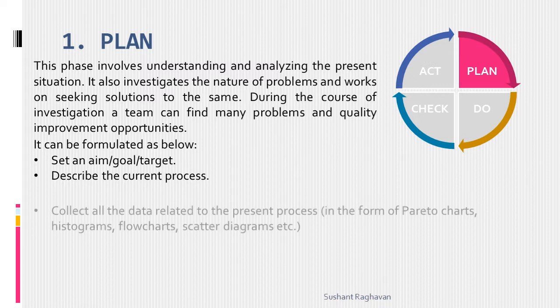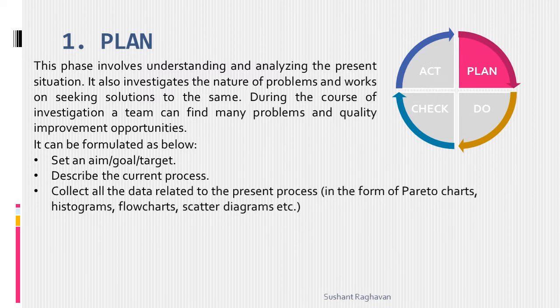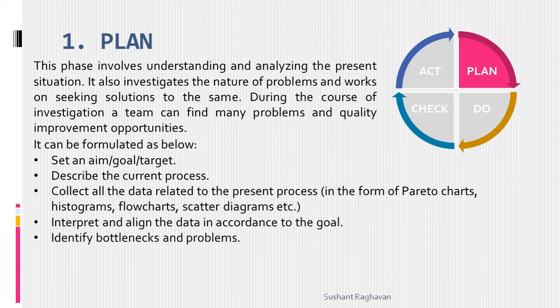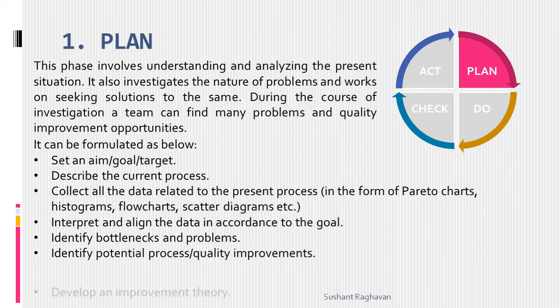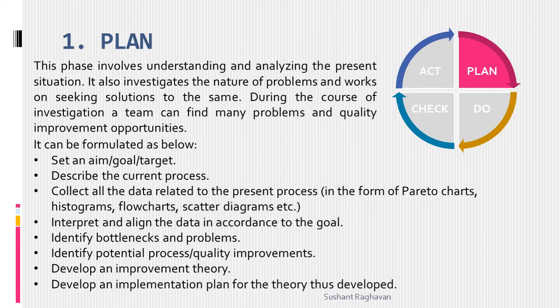Describe the current process. Collect all data related to the present process in the form of Pareto charts, histograms, flowcharts, scatter diagrams, etc. Interpret and align the data in accordance to the goal. Identify bottlenecks and problems. Identify potential process quality improvements. Develop an improvement theory. Develop an implementation plan for the theory thus developed.